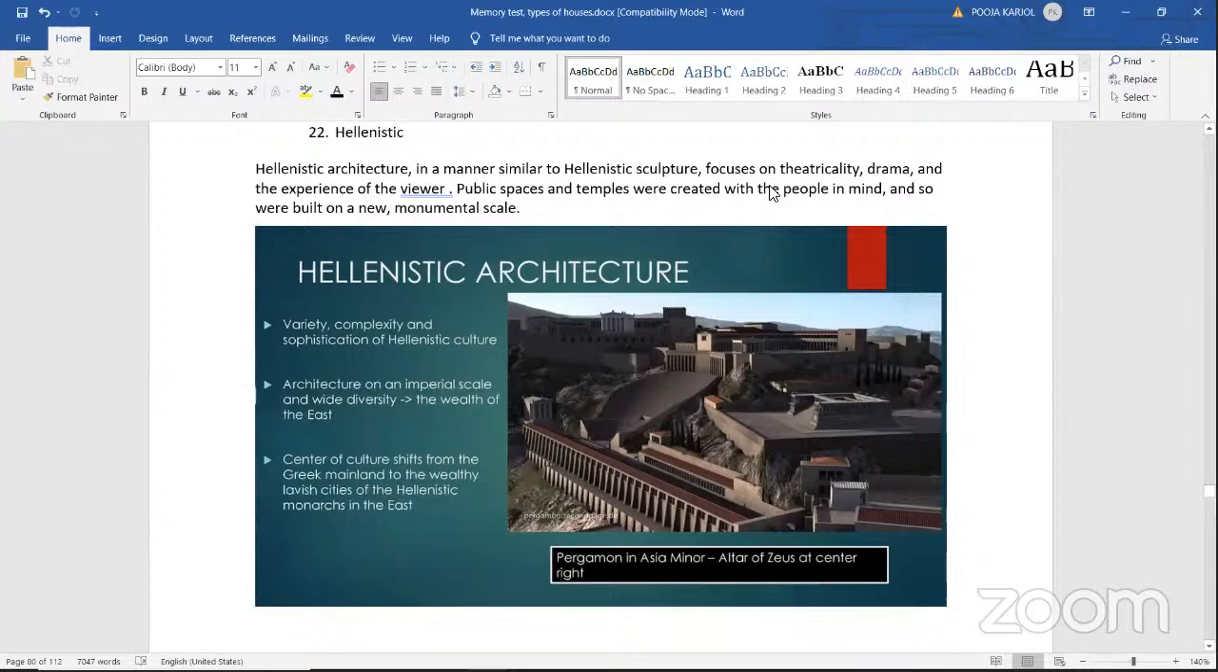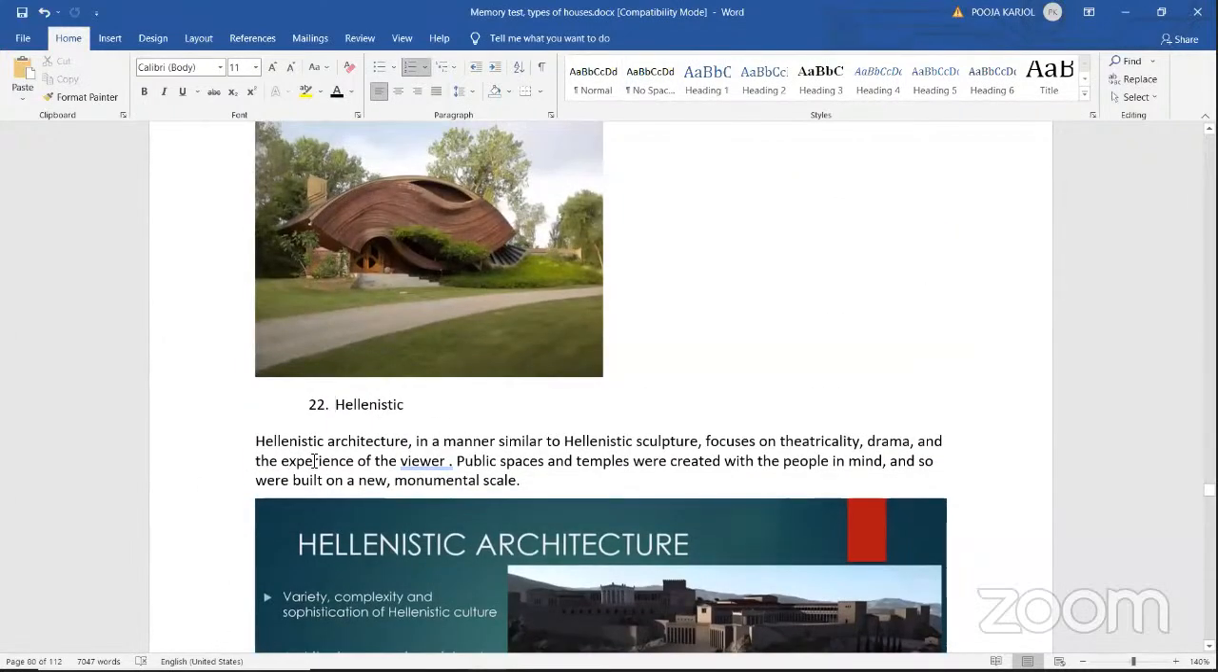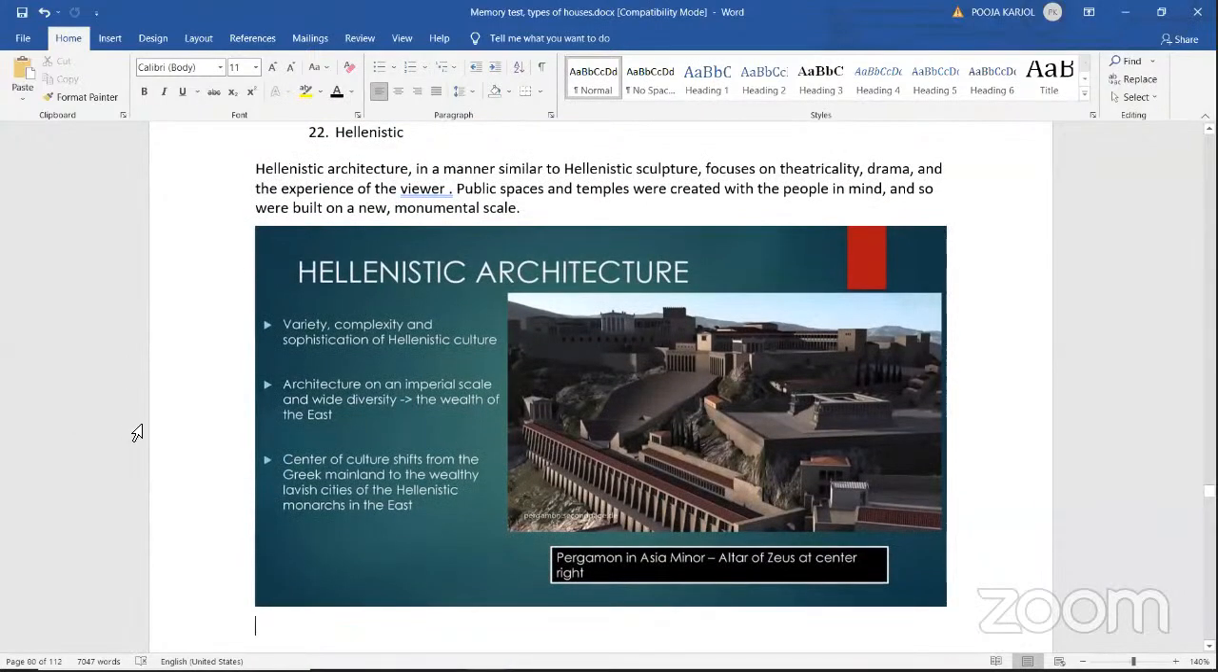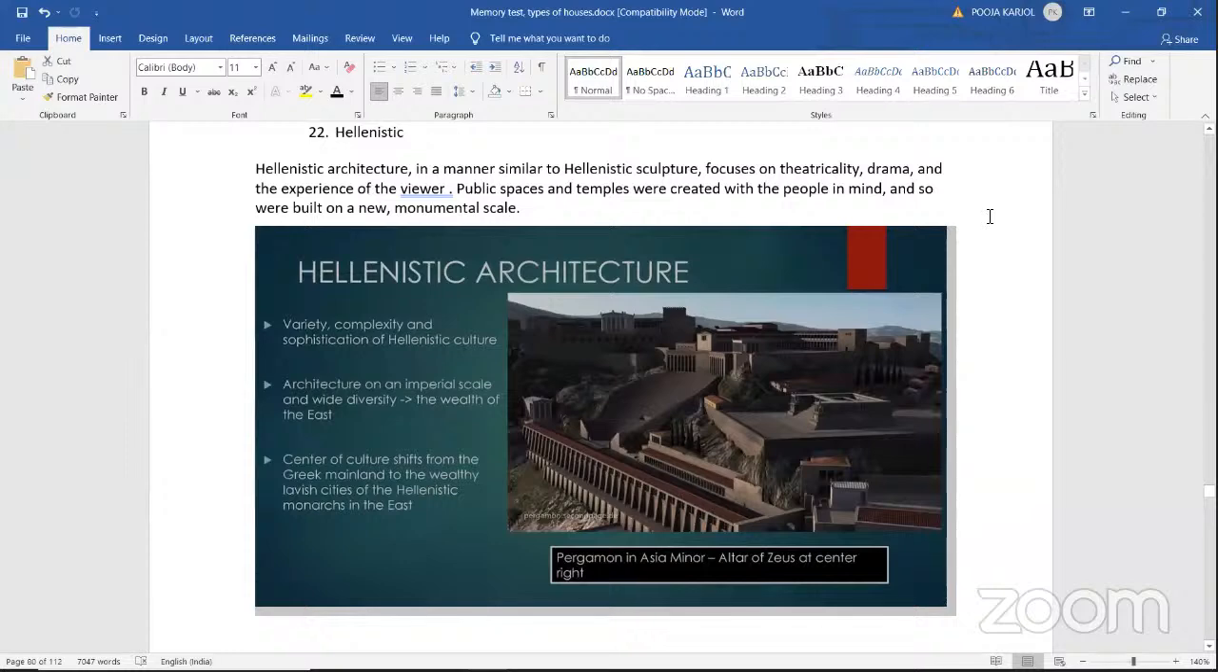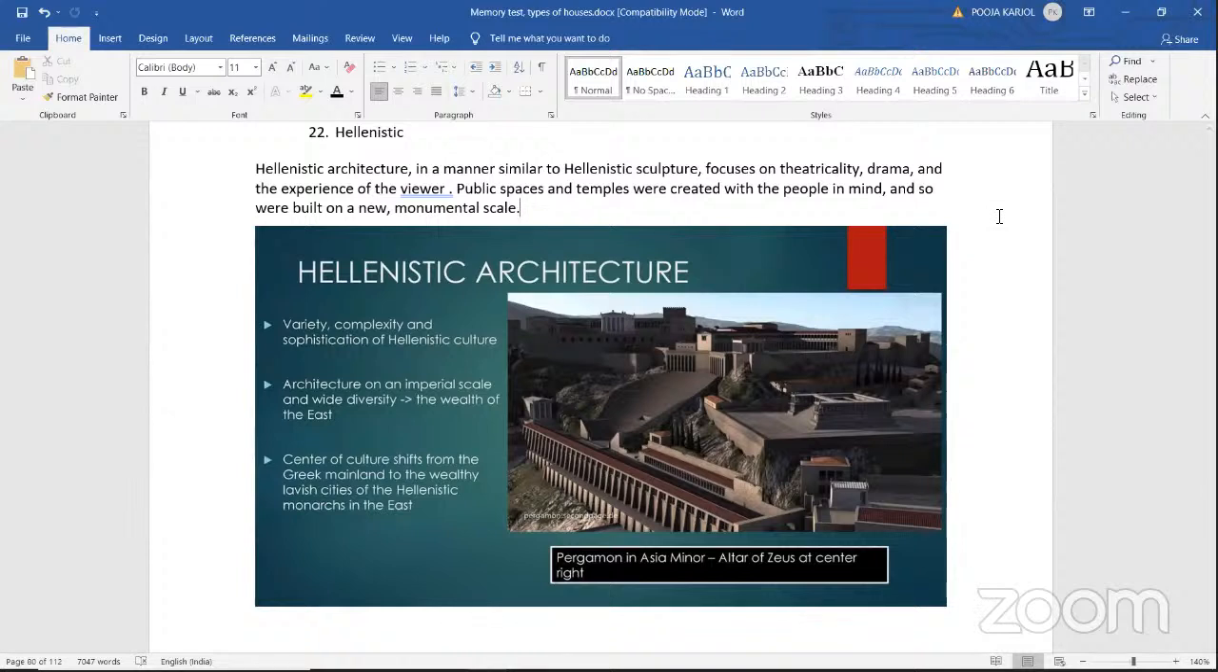Hellenistic architecture, in a manner similar to Hellenistic sculpture, focuses on theatricality, drama, and the experience of the viewer. Hellenistic architecture is more of an exaggerated form of Greek architecture. Public spaces or temples were created with the people in mind, and so were built on a new monumental scale. The theatricality and drama mostly depend on the size of the building.